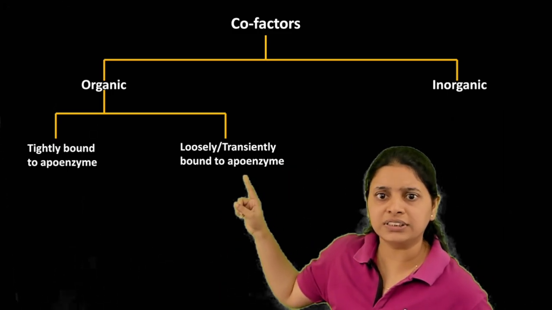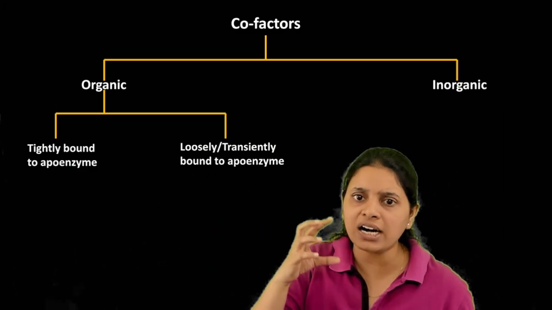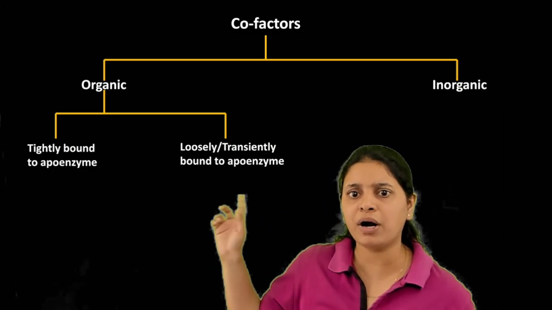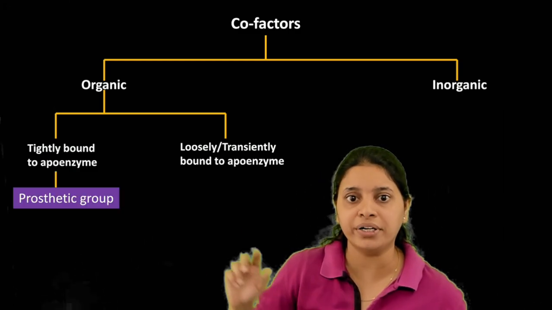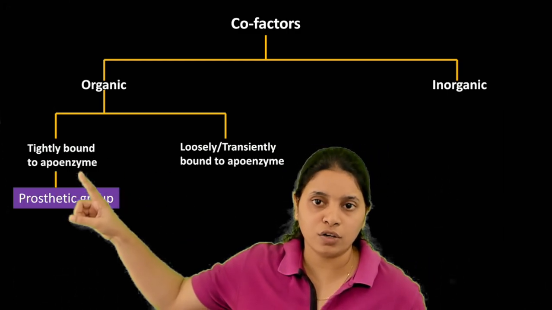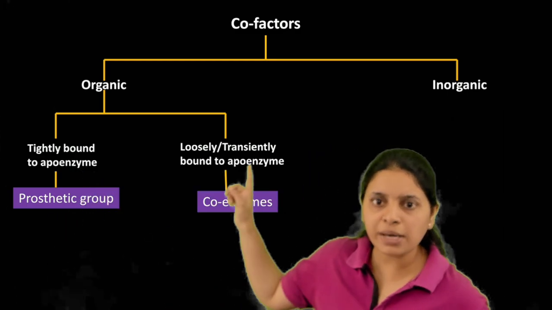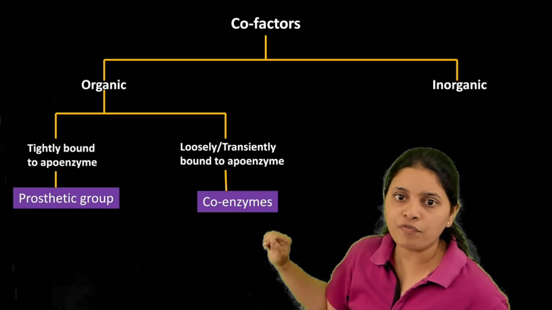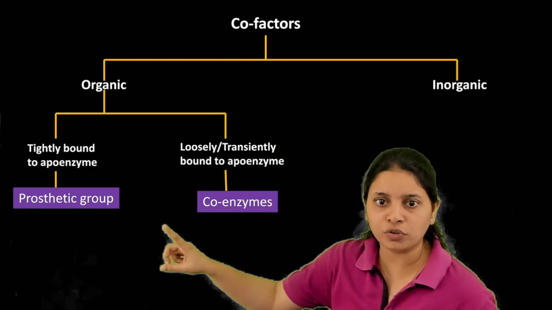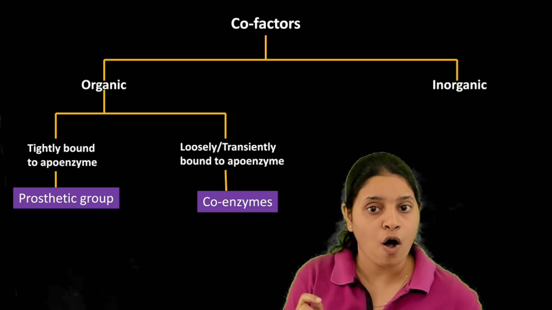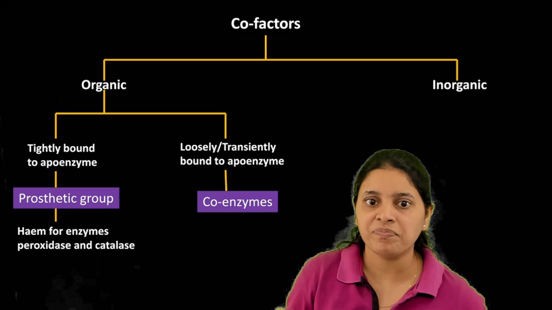And opposite to this, we have some organic compounds which are loosely or transiently, that is temporarily bound to the apoenzyme. These are called coenzymes. Okay, very important point. The tightly bound cofactors, organic cofactors, are prosthetic groups, and the loosely bound or transiently bound cofactors to the apoenzyme are called coenzymes, right? Both prosthetic group and coenzymes are organic in nature. Now, let's see some important examples.